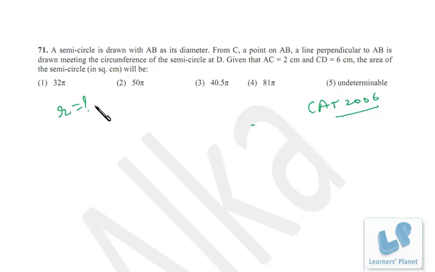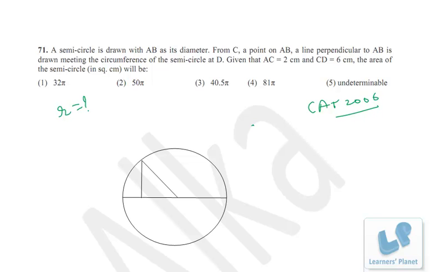Right? I just draw a rough diagram. Here, this is A, B, this is C, this is D. Now this is the radius, that is R. This is the center. OA is also radius, and AC is 2. That means this value will be R minus 2 and this length is 6.